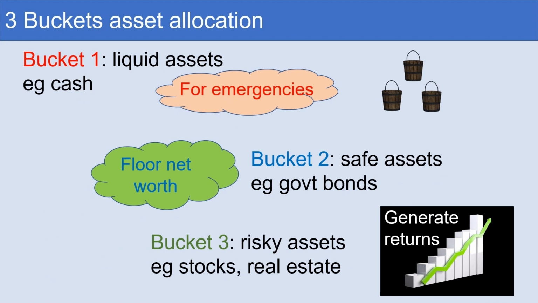When it comes to asset allocation, I use the 3 buckets approach where I divide my net worth into 3 buckets. In bucket 1, I have liquid assets such as cash. In bucket 2, I have safe assets where the principal is protected. The third bucket is for risky assets such as stocks. With this plan, you are not forced to sell the safe or risky assets at the wrong time to cover emergencies, as you have monies in bucket 1 for this.